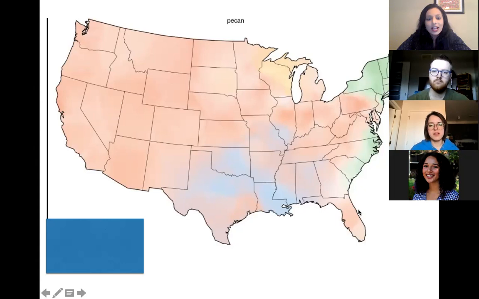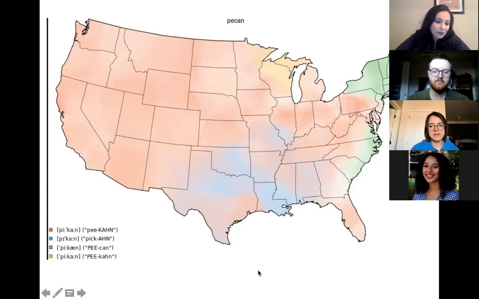What do you think the majority of America says? What do you think this color is? This lightish, reddish? So we are in the orange, and most of us say pecan. I'm judging that the orange is pecan. Okay. So because Kansas is right here, that's the majority. All right. Let's see what the red is.